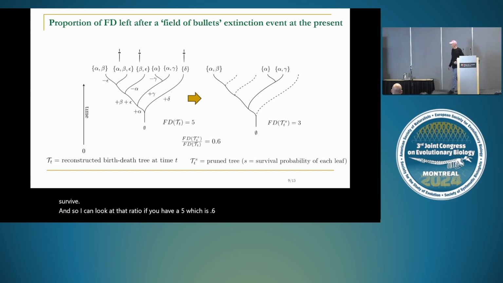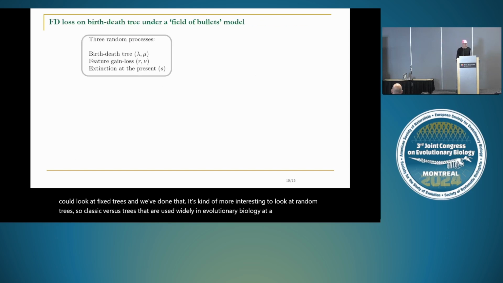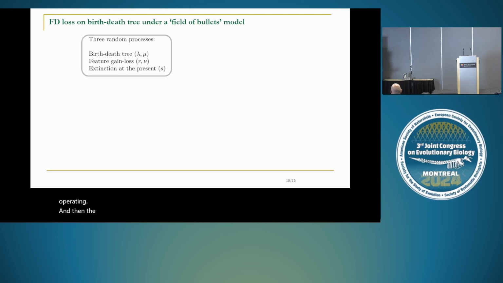Now, we could look at fixed trees, and we've done that. It's more interesting to look at random trees. So classic birth death trees that are used widely in evolutionary biology. We have 3 processes going on here. We have a birth death process that generates the tree. On that tree, we have a feature gain and loss process operating, and then at the tips of the tree, we have extinction at the present, with S the probability of survival of any given species.